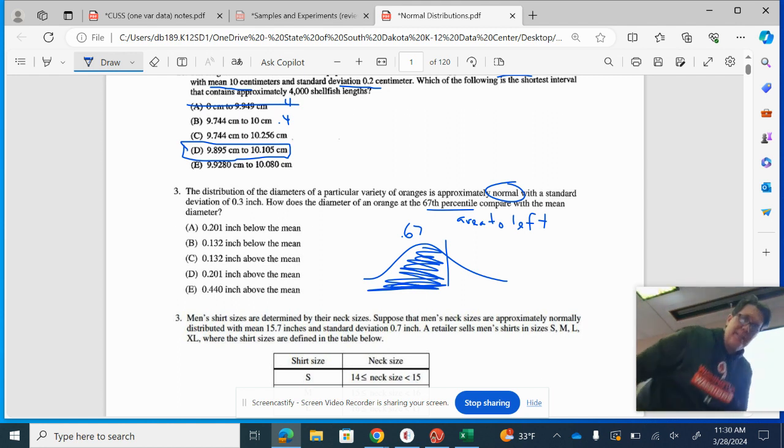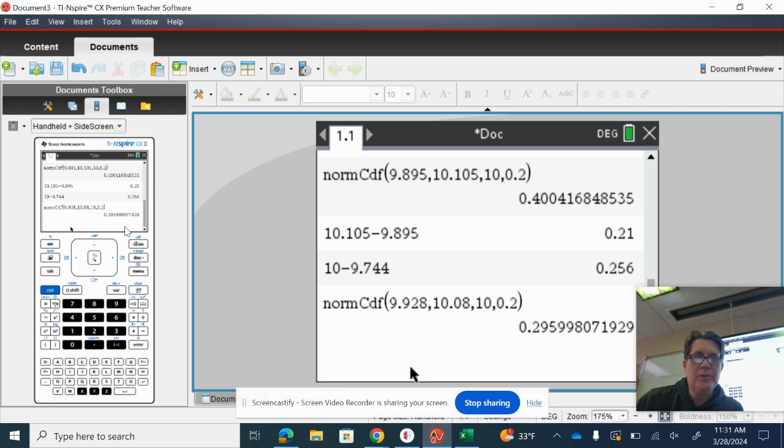All right, so now this is an inverse norm feature, but the issue is we don't have all of the information. There's a couple ways we can do this. What I'm going to do is I'm going to make my mean be 0 because I want to figure out how much this is. If I'm smart and I draw the picture, I know I'm not below the mean. I know I'm above the mean.